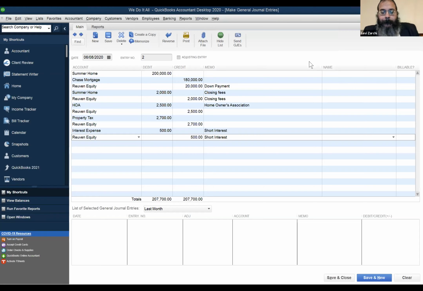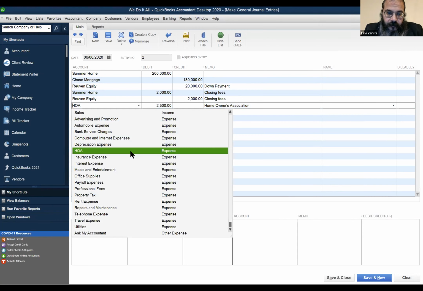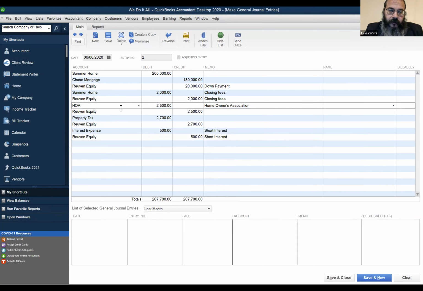Again, someone's asking, why am I crediting equity for homeowners association? No, homeowners association is a debit. It's an expense. Expenses increase with debits. But because the money of the $2,500 was spent, where did it come from? It could only come from a liability or owner's equity. In this case, the liabilities were limited to the $180,000 from the bank.